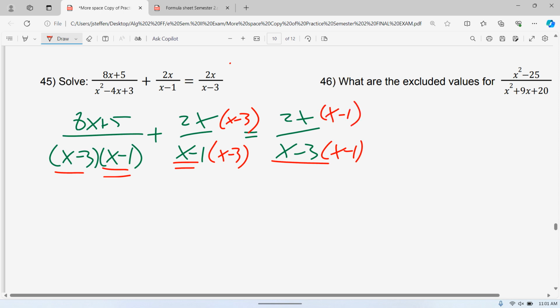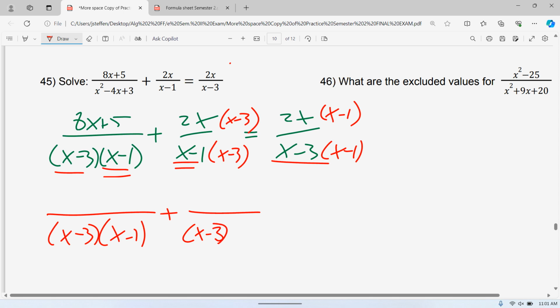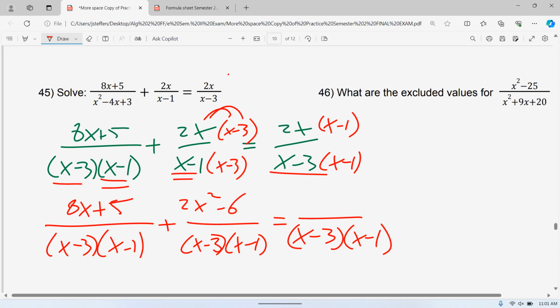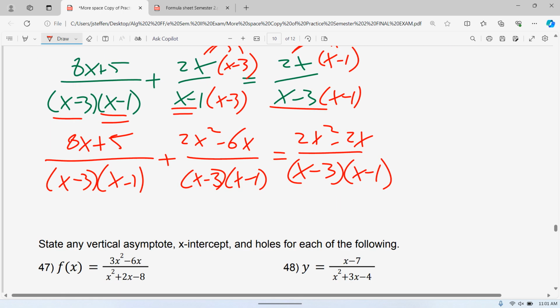I know this sounds redundant and repetitive, but now my denominators are all x minus 3, x minus 1. We get 8x plus 5 out of it. So we distribute, so we have 2x squared minus 6x, and 2x squared minus 2x.